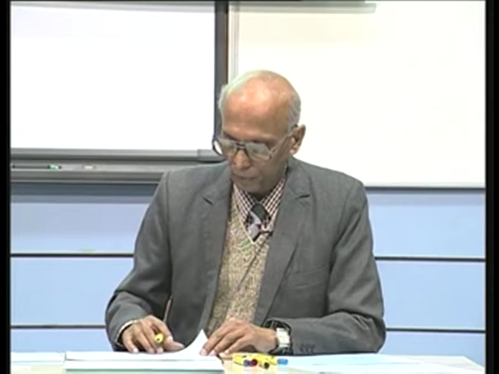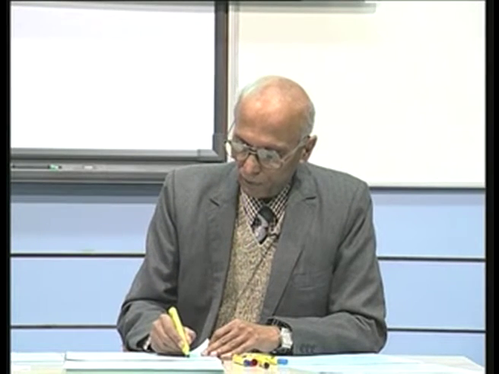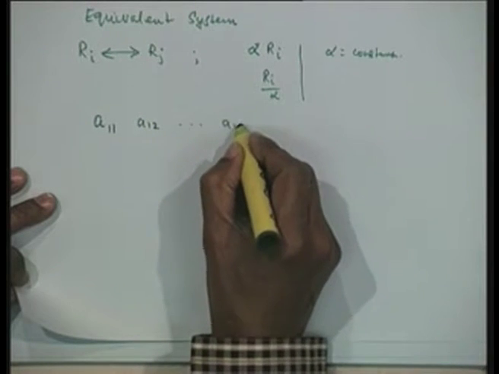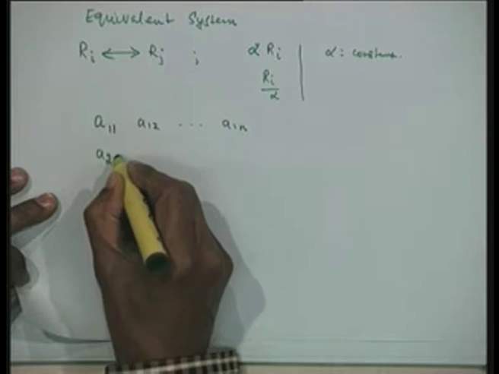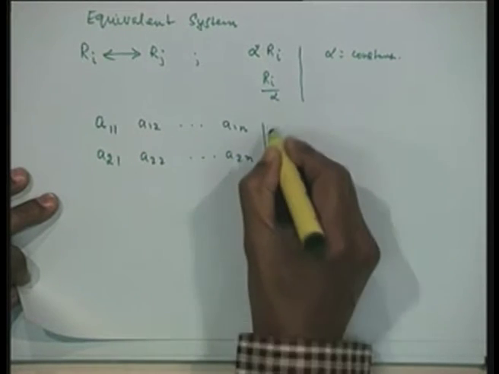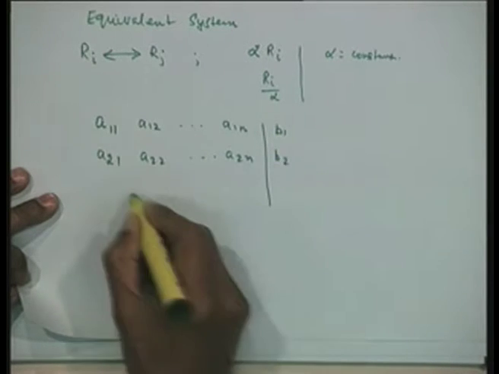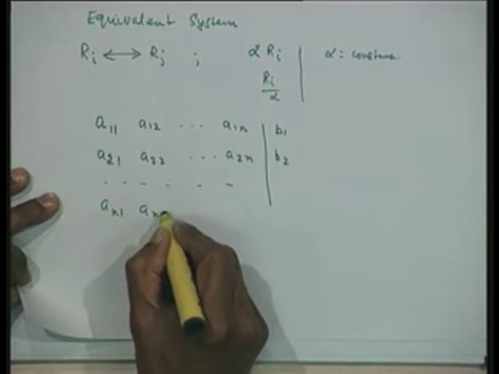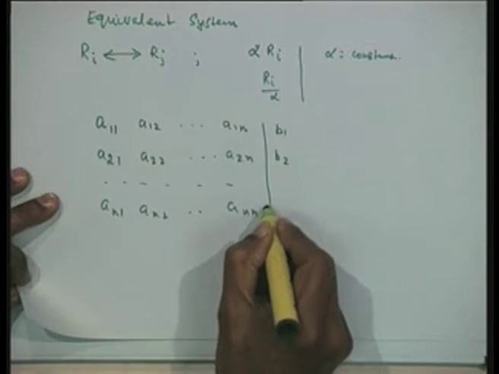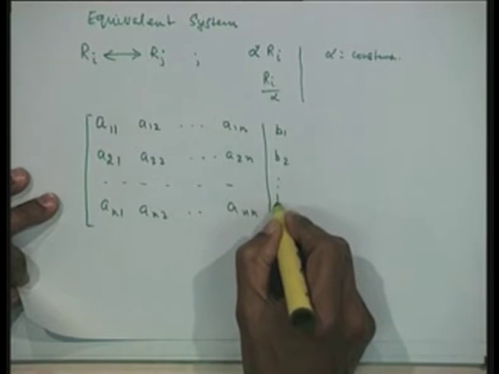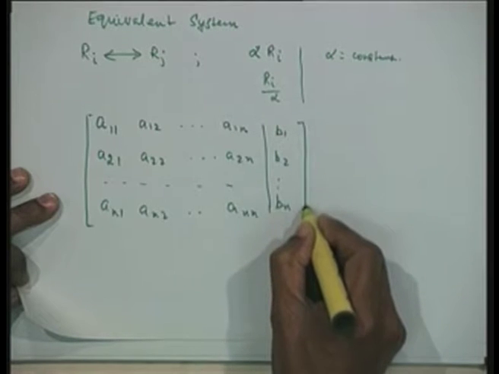Now, let us describe what the Gauss elimination procedure is. So, let us take our system of equations: A11, A12, A1n, A21, A22, A2n, AN1, AN2, ANN, with right hand side B1, B2, Bn.